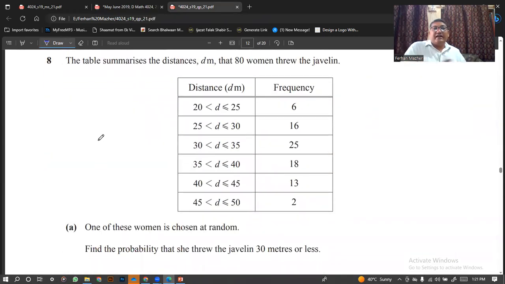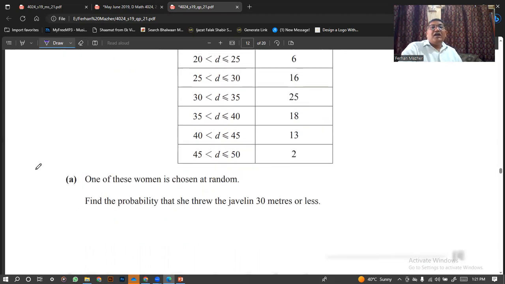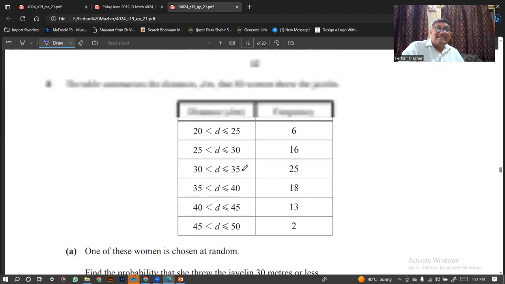Okay. So we are going to the next question. It says question number 8: the table summarizes the distances D in meters that 80 women threw the javelin. So from 20 to 25, 6 women; 25 to 30, 16; 30 to 35, 25; 35 to 40 meters, 18 women; 40 to 45 meters, 13 women; 45 to 50 meters, 2 women. One of these women is chosen at random. Find the probability that she threw the javelin 30 meters or less.